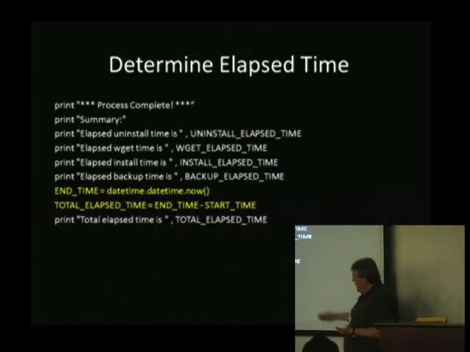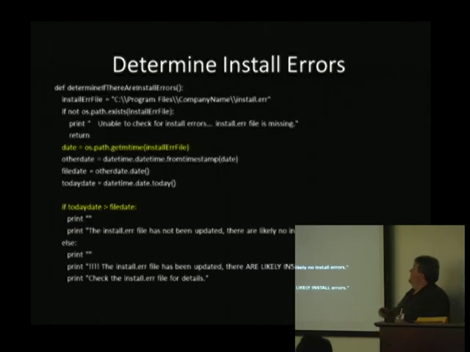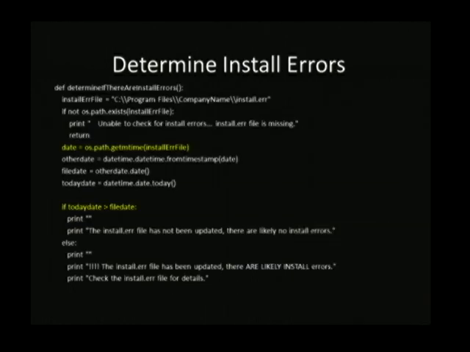And then, of course, I can print out the elapsed time and maybe let team members know how long it took today to install. The next issue was to determine install errors. So os.path helps me with that, where I'm using the getMTime function on os.path. I pass it the install error file path, and it gives me back a date. You can see I do a little bit of tinkering around here with the date and the time. I get a little further down, and here is the basic comparison I really care about.